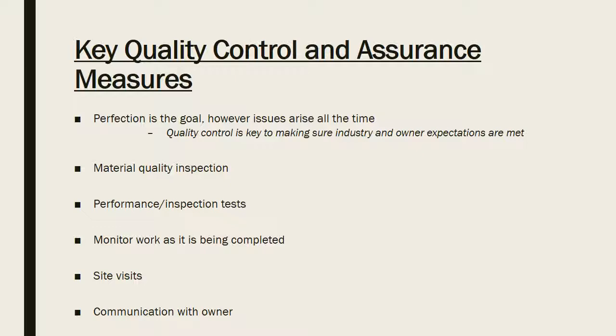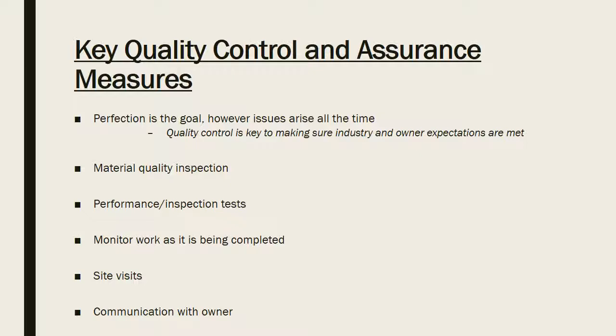So for quality assurance and measures, perfection was the goal. However, issues do arise all the time during construction that are unforeseen. So just trying to make sure that the quality is met with industry standards and keeping communication open with the owner to make sure that the expectations between both parties are met and that there would be no surprises when it comes to the finished product.